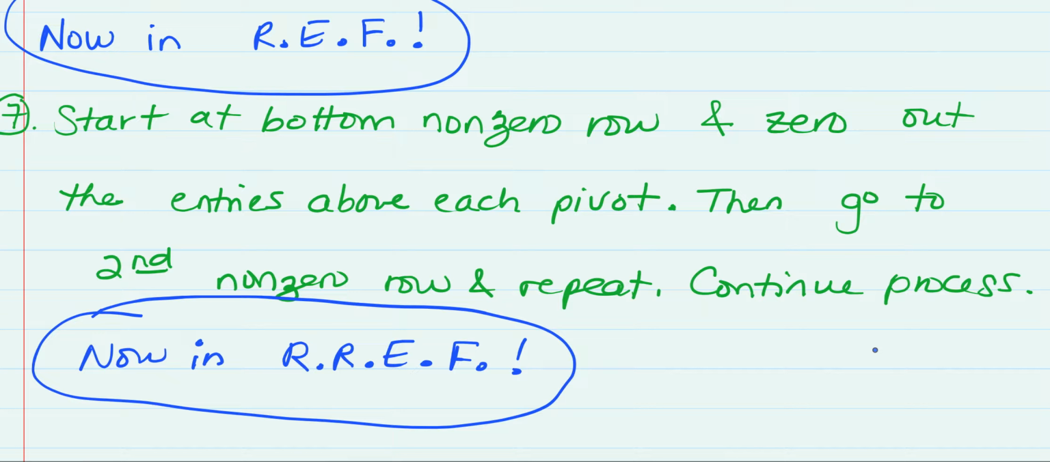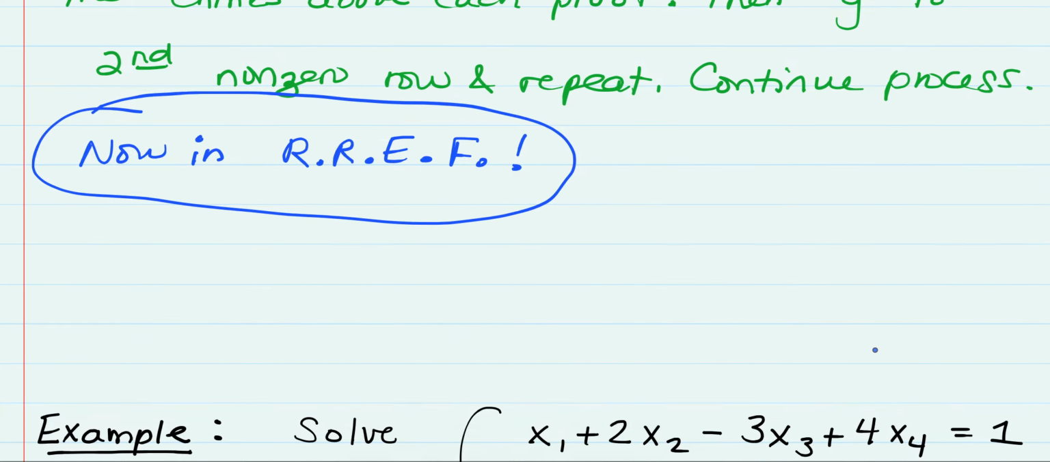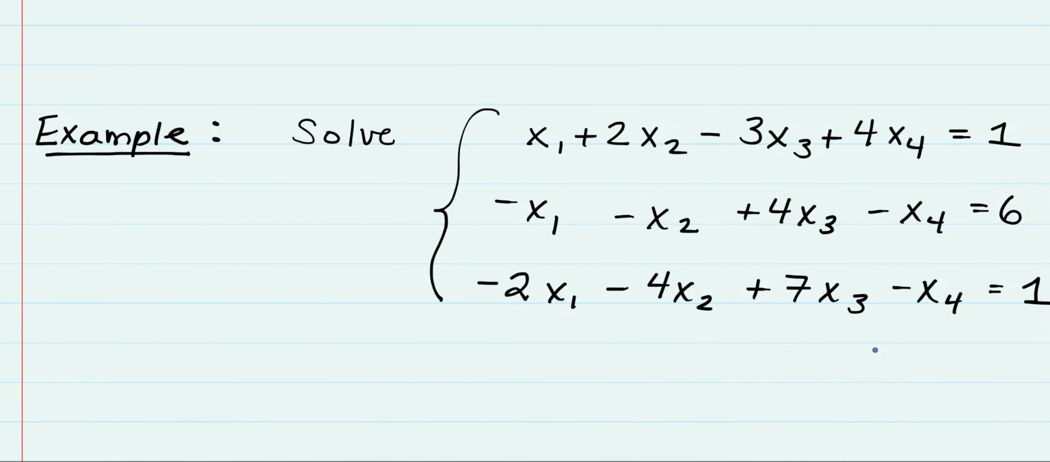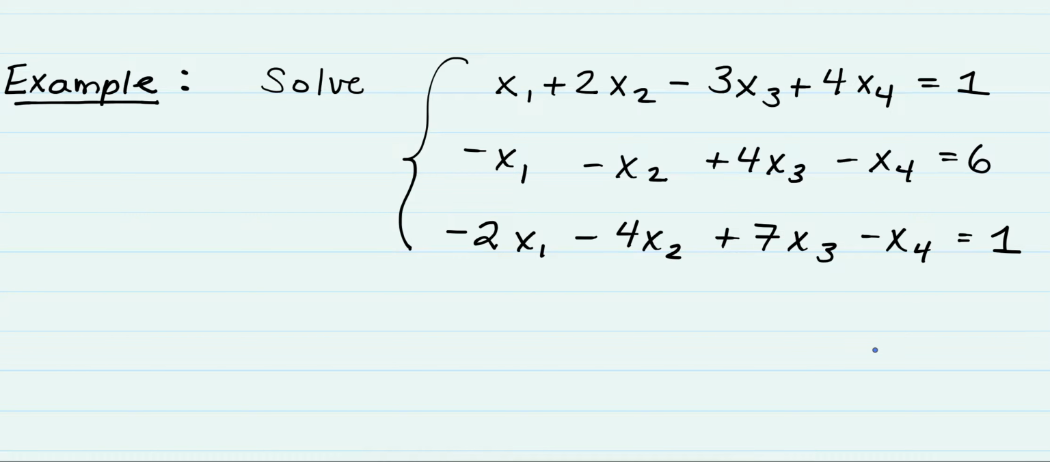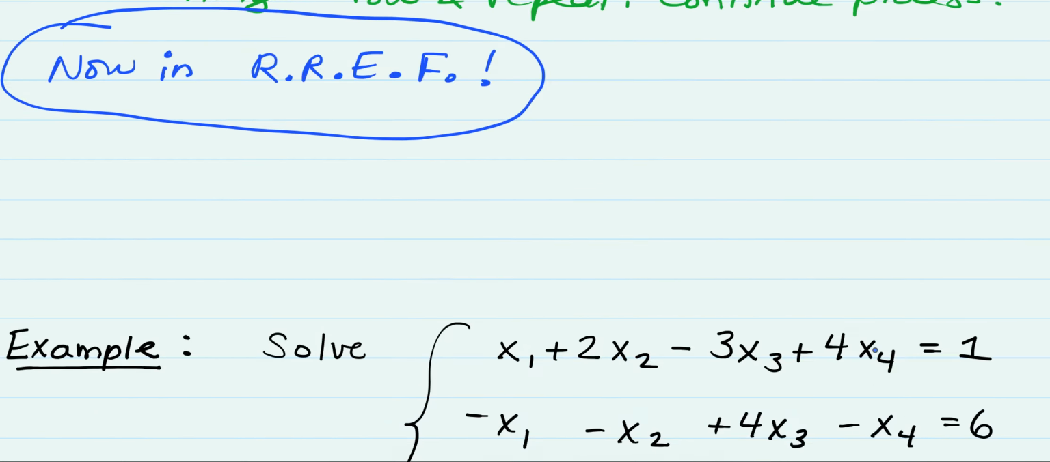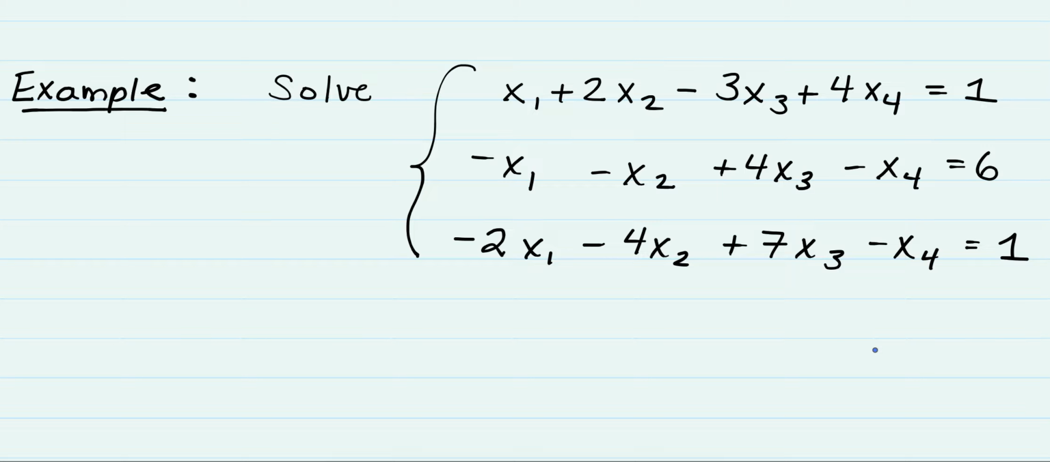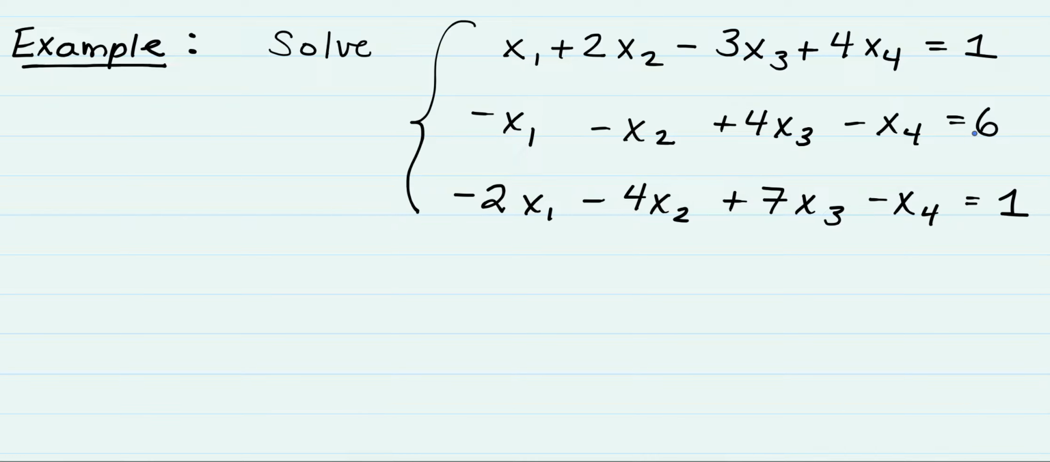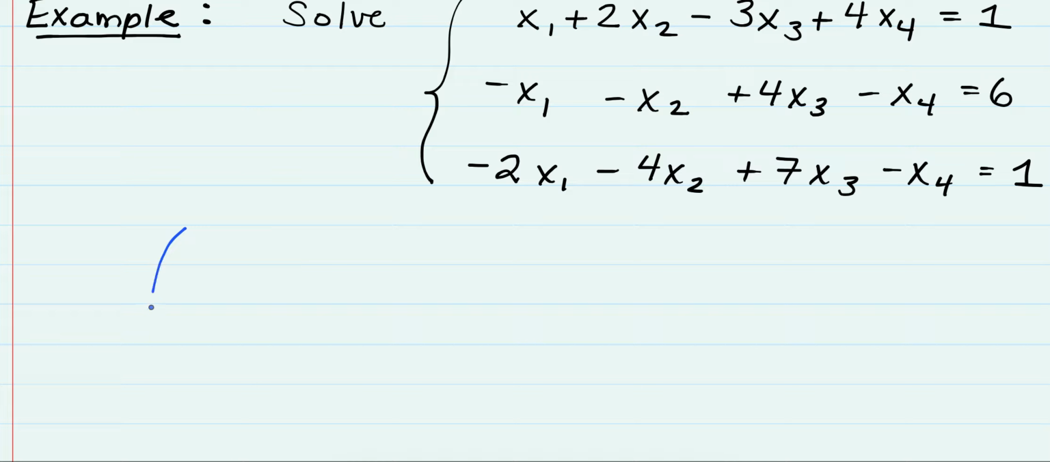Okay, let's do an example. Let's work through an example. Let's solve this system. We have 4 unknowns, x1, x2, x3, x4, and 3 equations. Let's put this in an augmented matrix. So take a minute and pause the video and write everything down. Okay, so I'm going to put it in an augmented matrix. Maybe you should do that first and just check to see if you get the same thing as I get.